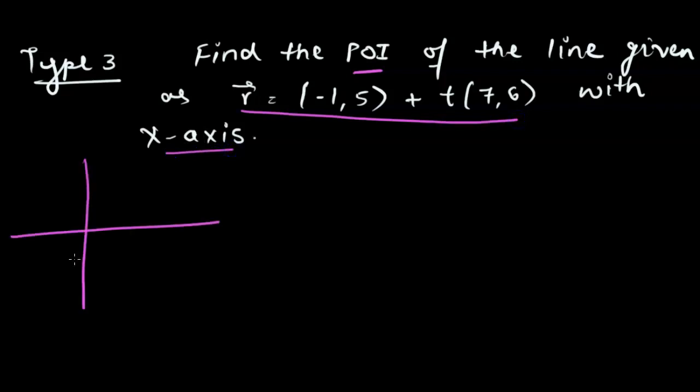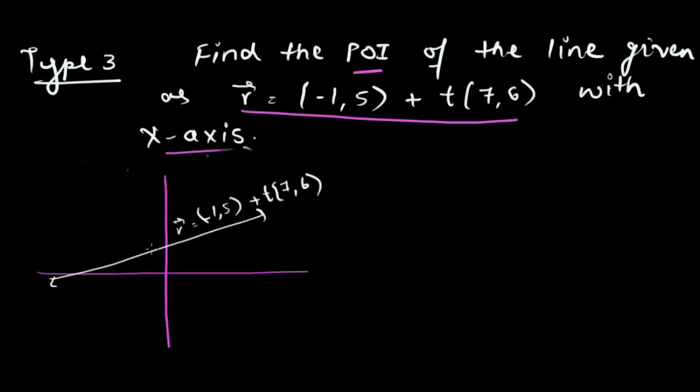Let's draw a diagram for this. We're given the line described by the equation r = (-1, 5) + t(7, 6). We have to find the point of intersection of this line and the x-axis. We know this is the x-axis, so the point of intersection of the line and the x-axis is going to be right here. And let's mark this point as A0.